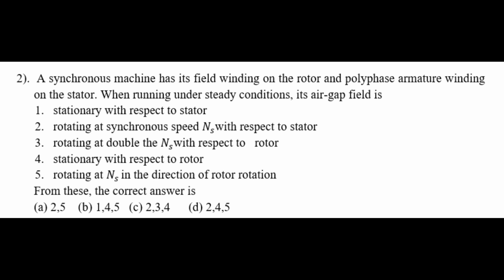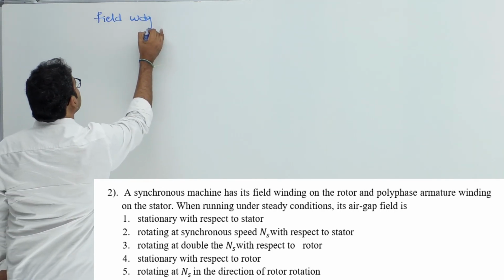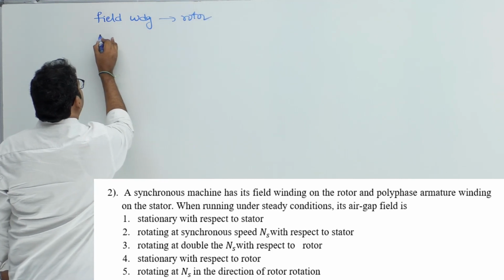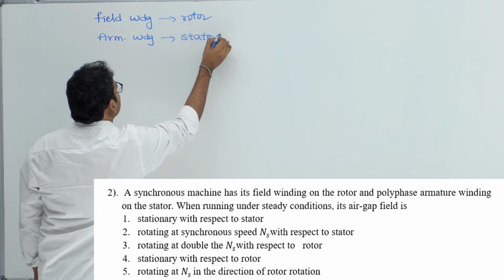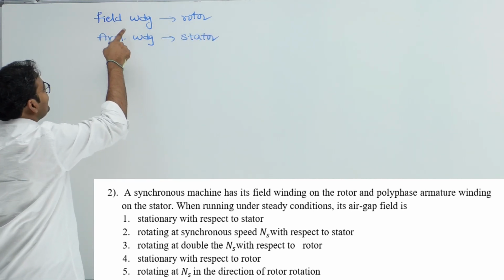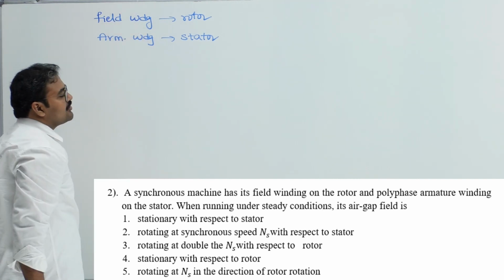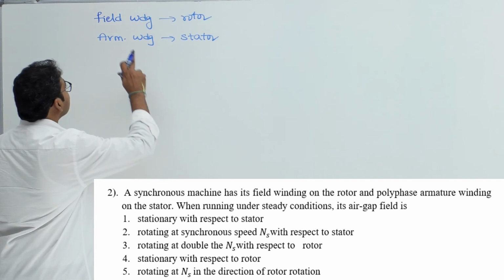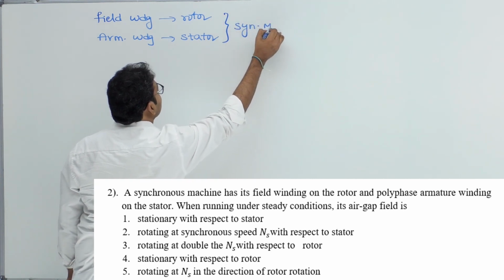This time it was very clearly mentioned: field winding on rotor, armature winding on stator. That means, can I say it is the general synchronous machine? We know in a general synchronous machine, the magnetic field will be on the rotor part and the armature winding will be on the stator part of the machine. Suppose if it is a DC machine, field will be on stator, armature winding will be on rotor. But here it is clearly mentioned, field is on rotor, armature is on stator.